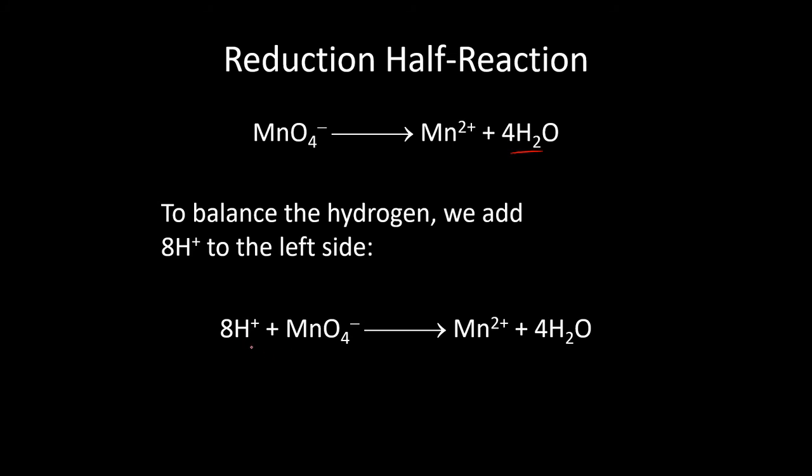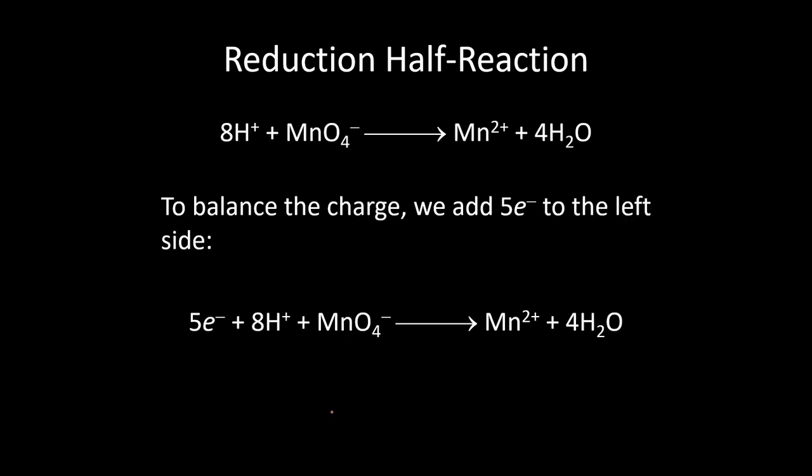So our hydrogen is now balanced, but our charge is not. If we add up the charges on the left here, we have 8 positives, and then we have a single negative here, which gives us +7 on this side. And then on this side, we just have the +2 from the manganese, and this has no charge. So we need both of these to be the same.